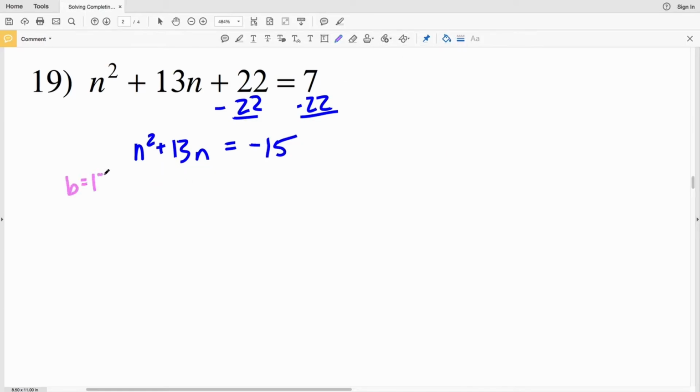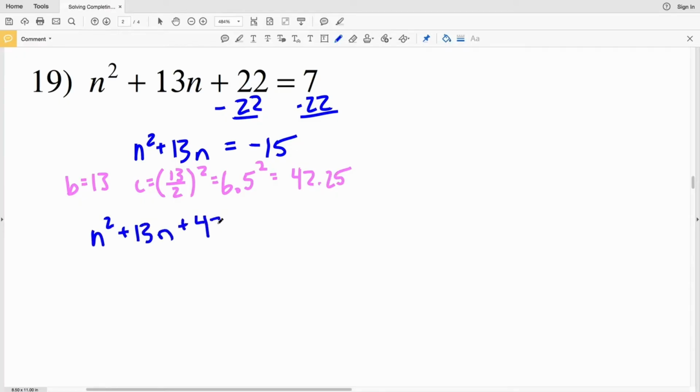If my b value is a +13, my c value will equal 13 over 2 squared, which 13 divided by 2 is a +6.5, and if we're squaring that, 6.5 squared equals 42.25. So I'm going to add 42 and 25/100ths to both sides. So I'll have n squared plus 13n plus 42.25 equal to -15 plus 42.25. Note, 6.5 times 2 is 13, and 6.5 squared is 42.25.